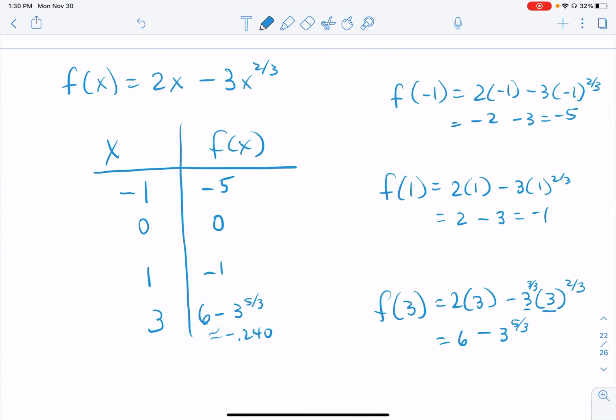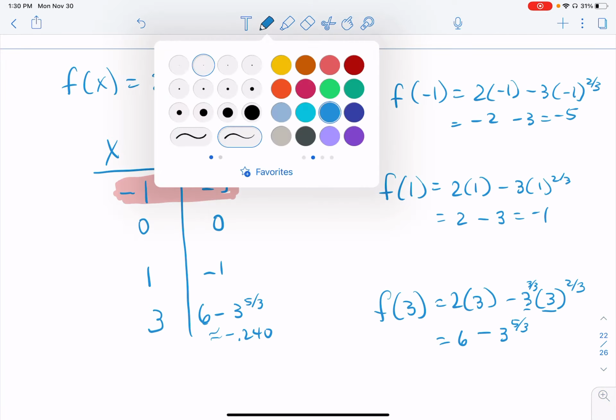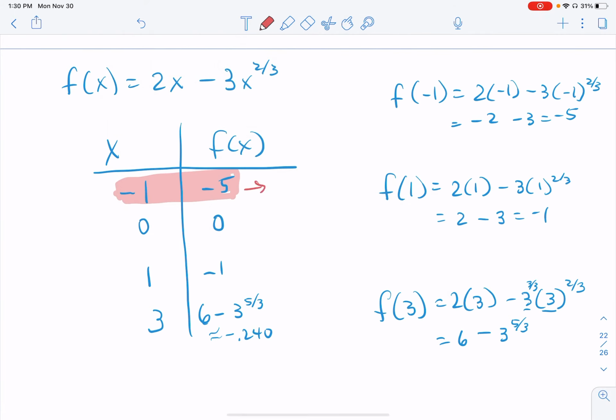All right, now the rest of this, very, very simple. What's the biggest? What's the smallest? Well, the smallest number here is going to be at negative 5, because it is negative. It's smaller than all of the other numbers there. So this is going to be our absolute min at f of negative 1, which is equal to negative 5. So the minimum value is negative 5 on this closed interval.